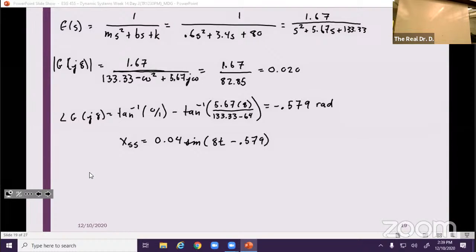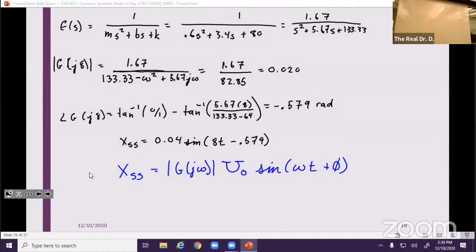Plug into our general form of the equation, which is also on the master sheet. If I've said this once, I've said it 100 times, but Dr. D keeps repeating it, so it must be important. There it is.